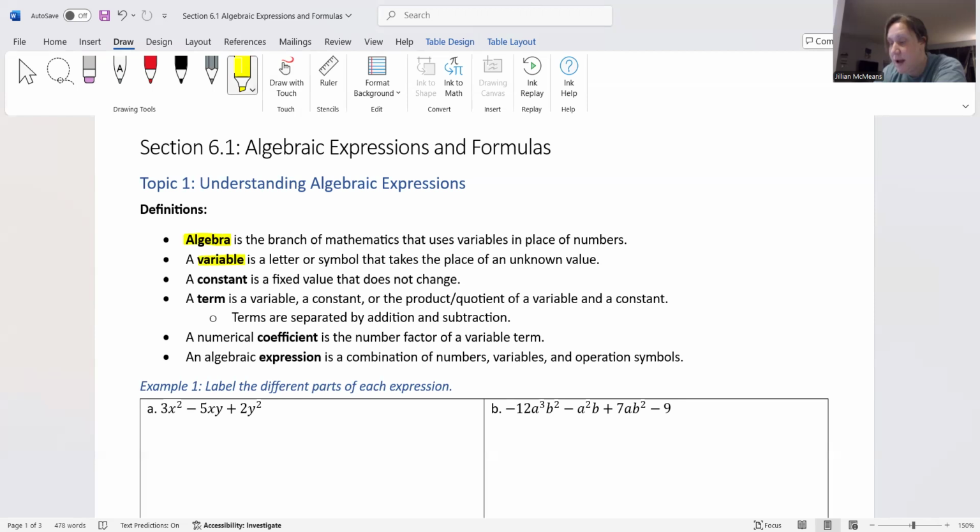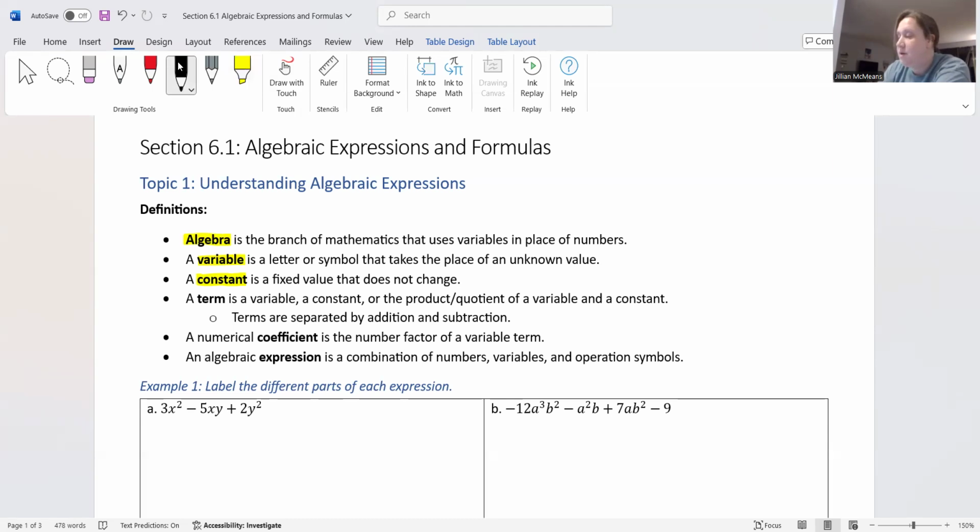Okay, in this class, we're going to stick to just letters. So we're going to use letters of the regular old alphabet. You'll see lots of X's and Y's and maybe some N's. Okay, so just regular old letters of the alphabet. Okay, next up we have a constant. A constant's a different critter. So a constant is a fixed value that does not change, okay? So it's going to be a number that kind of hangs out all by itself, all right?